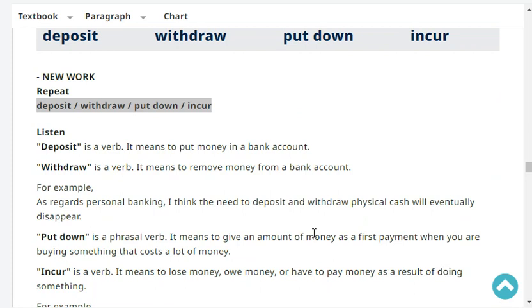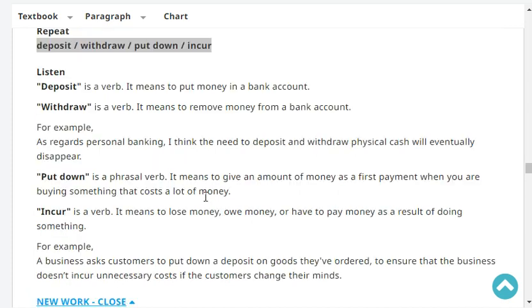Okay, listen. Deposit is a verb. It means to put money in a bank account. Withdraw is a verb. It means to remove money from a bank account. For example, as regards personal banking, I think the need to deposit and withdraw physical cash will eventually disappear.